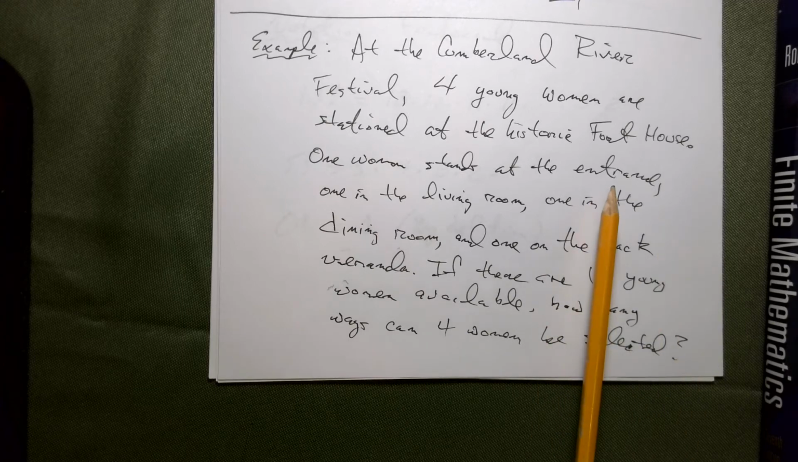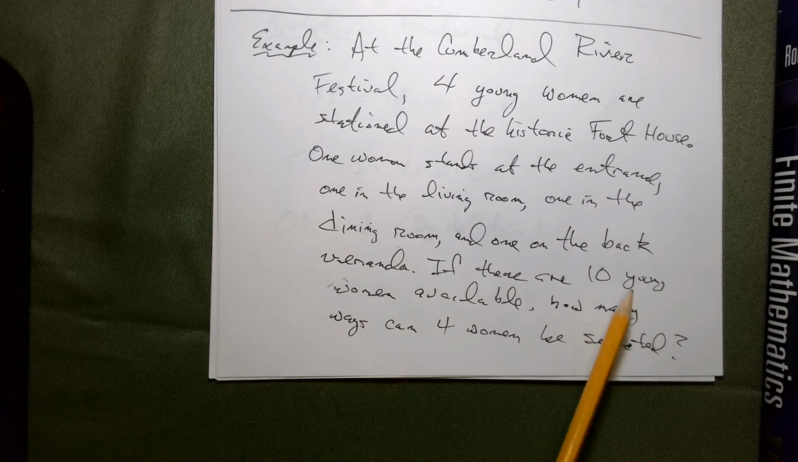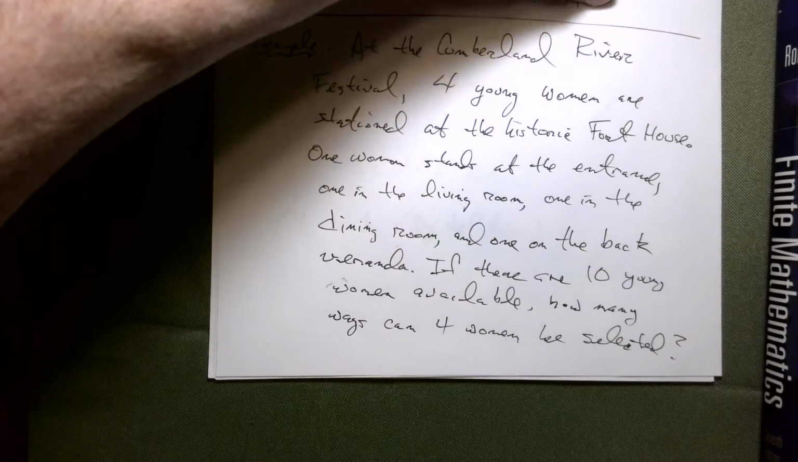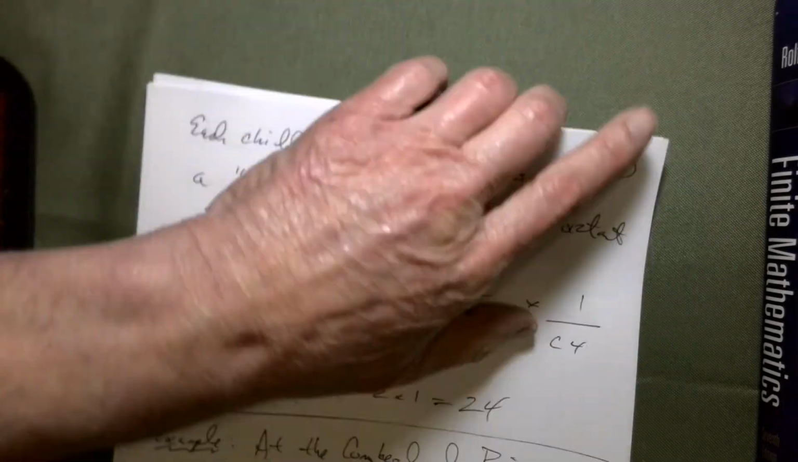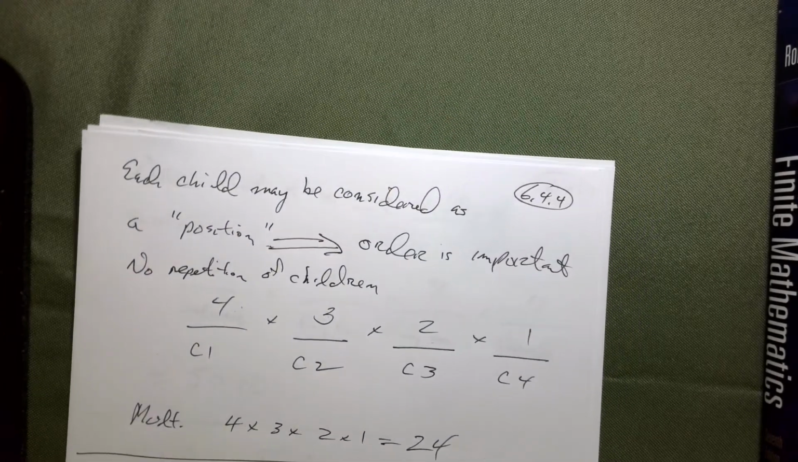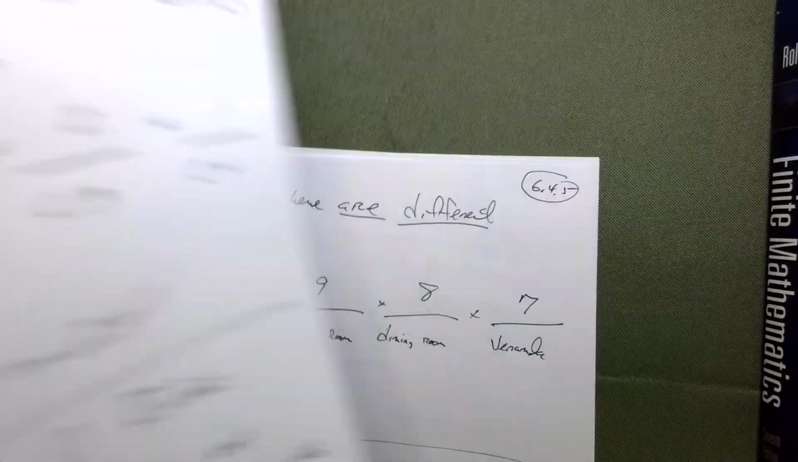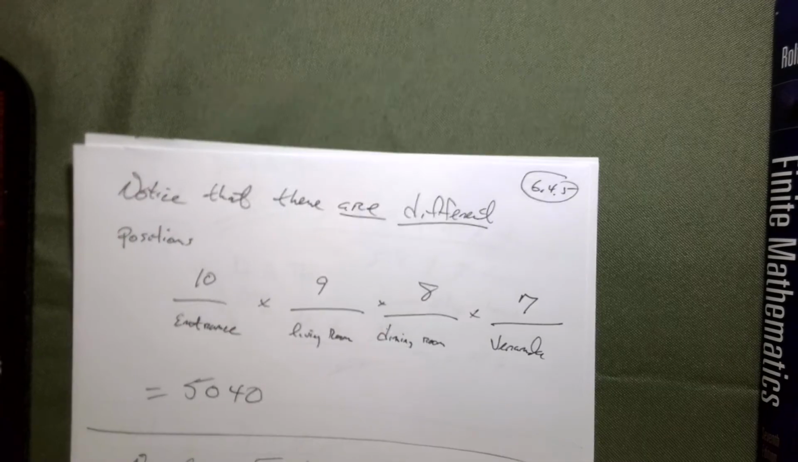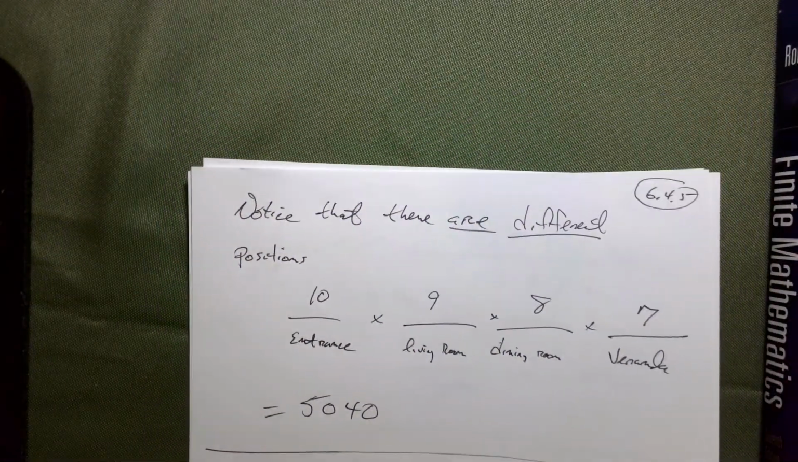And the reason for 4 is entrance, living room, dining room, and the back veranda. So order is important. Alice on the veranda, let's compare it to Alice in the dining room, are 2 different things. It's the multiplication principle again. It's the same old thing.